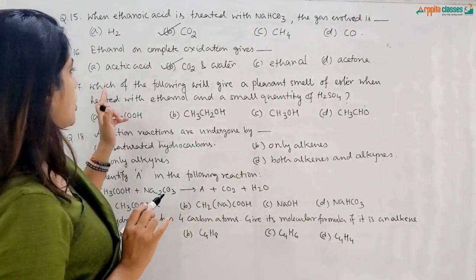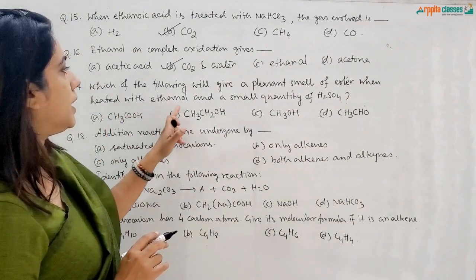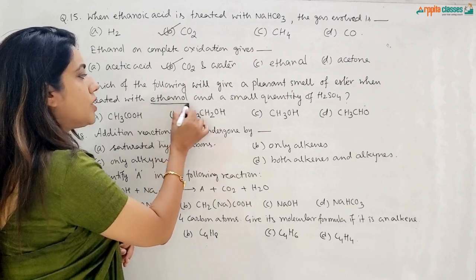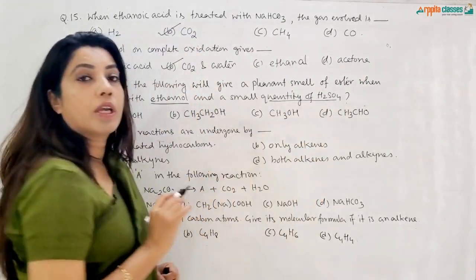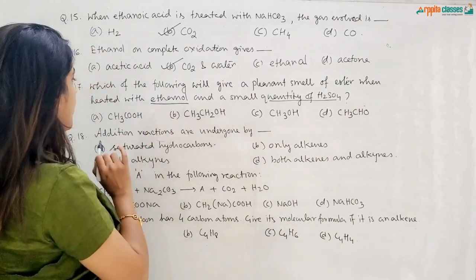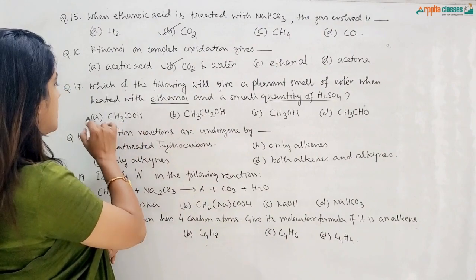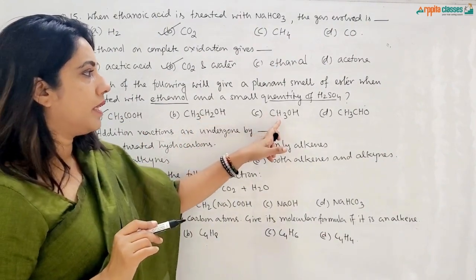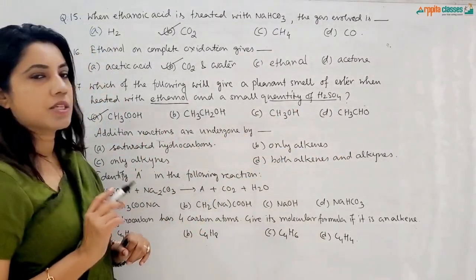Question number 17. Which of the following will give a pleasant smell of ester when heated with ethanol and a small quantity of H2SO4? We know that when ethanol is treated with ethanoic acid in presence of H2SO4, we get ester. So the answer will be ethanoic acid. Find ethanoic acid from here, CH3COOH. This is ethanoic acid. This is ethanol, this is methanol, and this is ethanal. So this is the right answer.